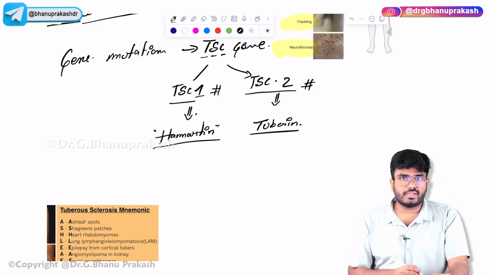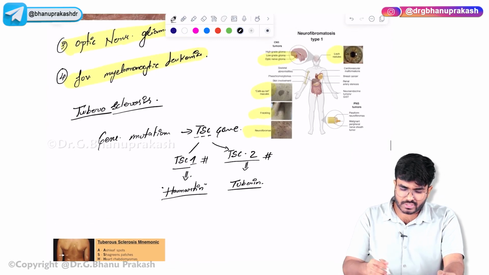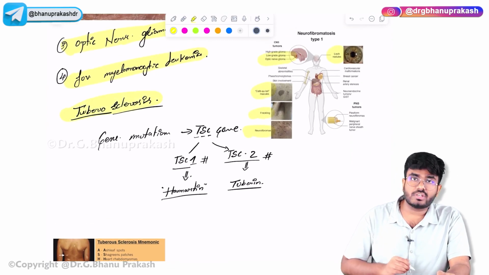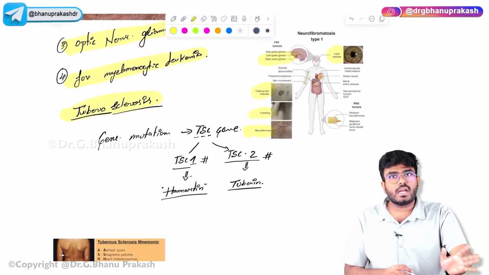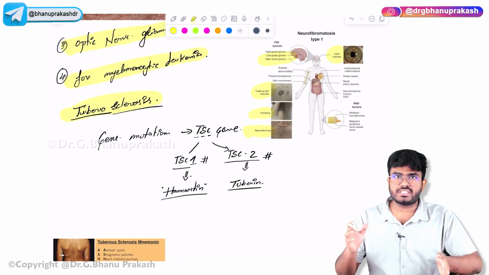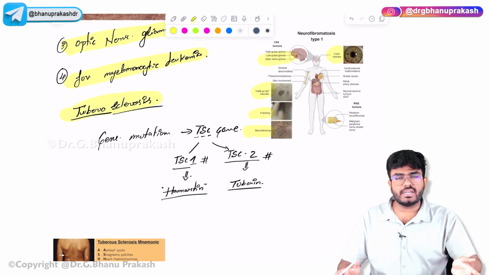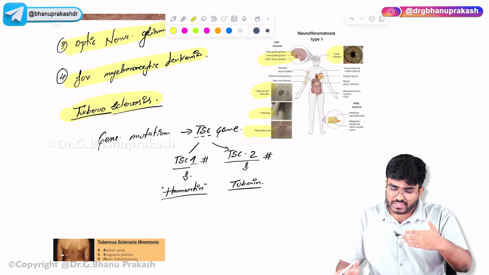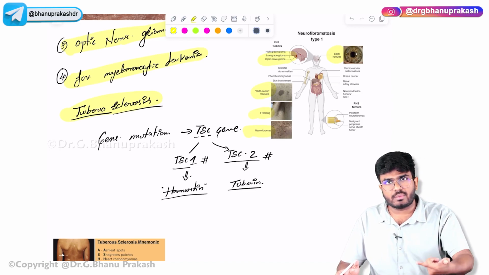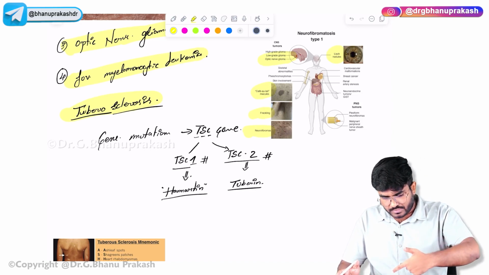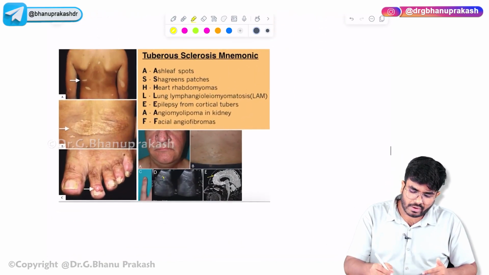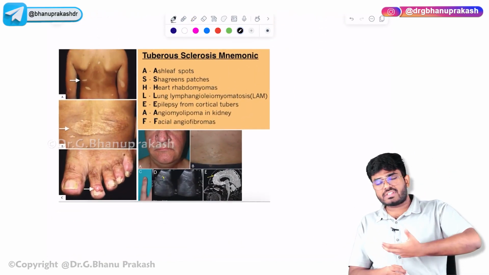Tuberin, it's going to be affected. So the point which I want you to know is that there is an autosomal dominant condition called tuberous sclerosis, which is very important for your exam. There are two genes for tuberous sclerosis, the TSC1 gene and the TSC2 gene. If the TSC1 gene is mutated, hamartin is going to be affected. If the TSC2 gene is mutated, then tuberin is going to be affected. So those who have tuberous sclerosis are going to manifest these symptoms.